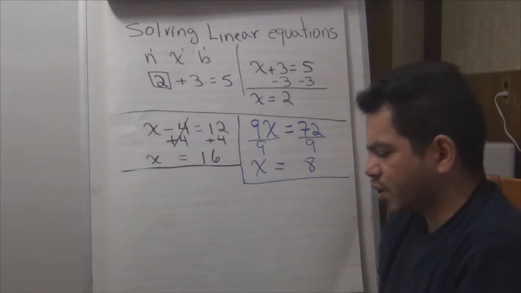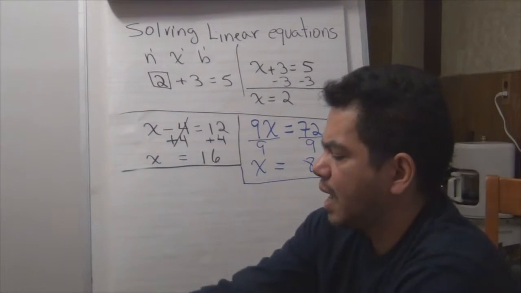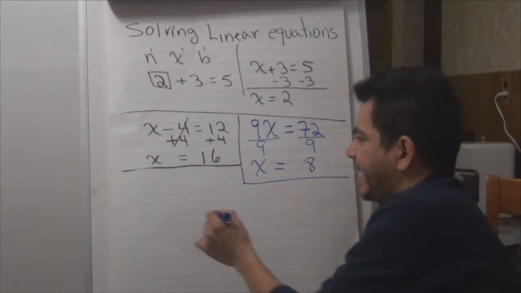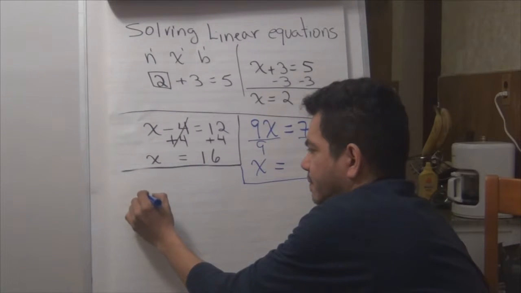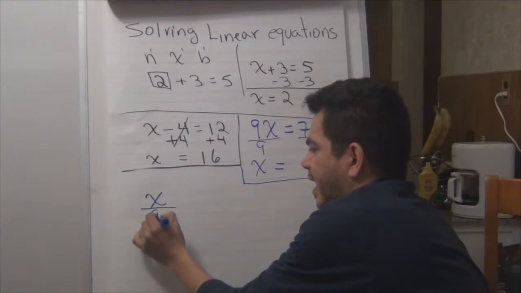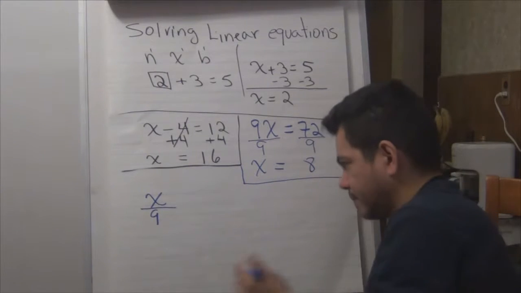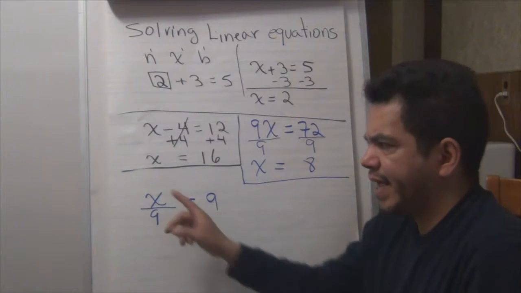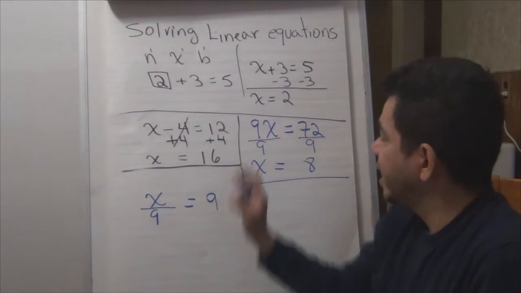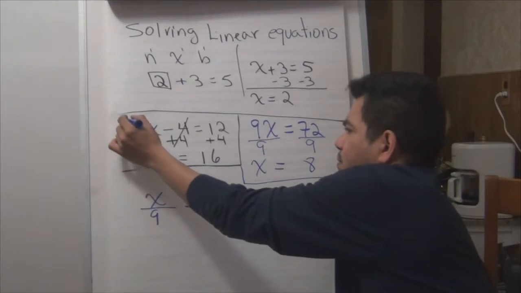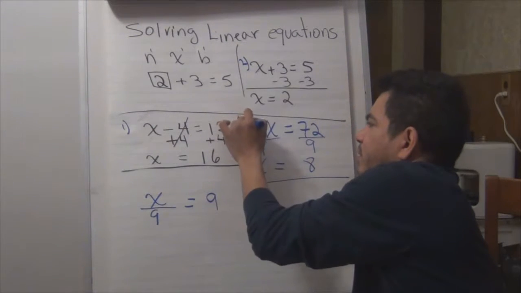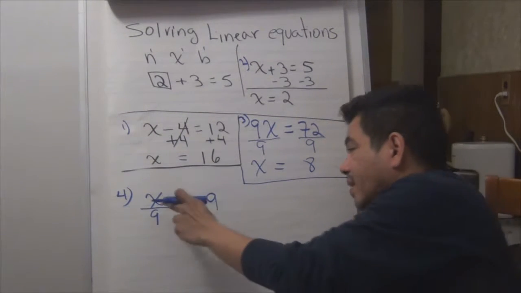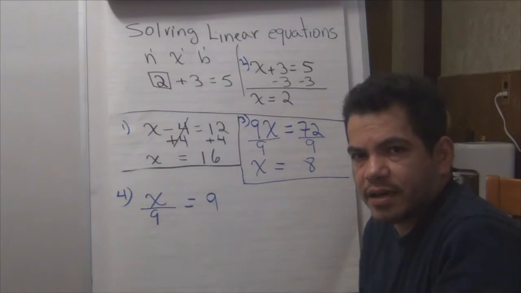All right. So let's say we have another one. Let's say I have x divided by 9 equals 9. X divided by 9 equals 9. And if you want to number them, number 1, number 2, number 3, you want to call this number 4, it's okay. So, what number divided by 9 is 9?